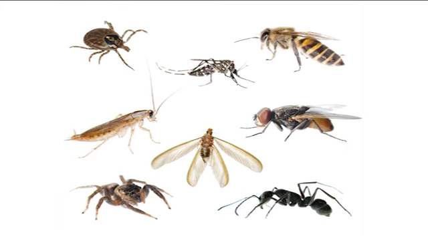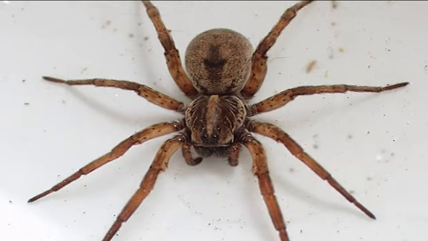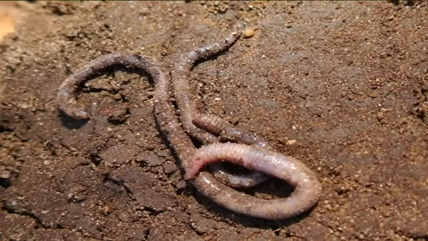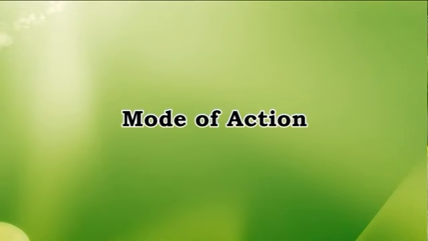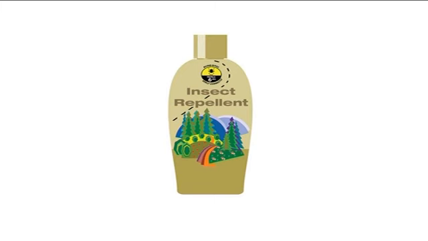Some problems with insects, mites, spiders and nematodes can best be managed with the use of chemicals. Chemicals such as insecticides, acaricides and molluscicides are used to control these pests. Mode of action. Most of these pesticides either repel the pests or poison them. Repellents keep pests away from an area or from a specific host. Products designed to keep mosquitoes, chiggers and ticks off people are an example.